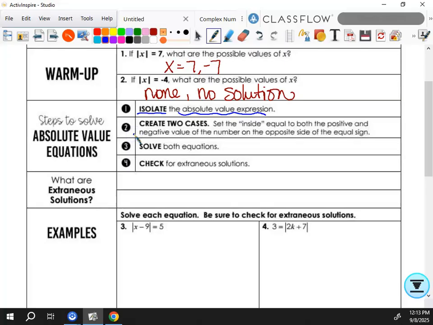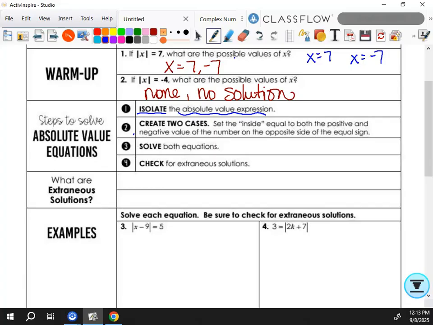You set the inside equal to the positive and negative value. That's why this answer here is pretty much doing that. We take the x, we set it equal to 7, and we take x and we set it equal to negative 7. And then we solve if we need to solve. In that case, I just didn't need to solve.